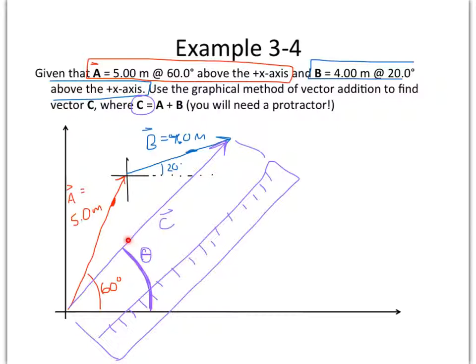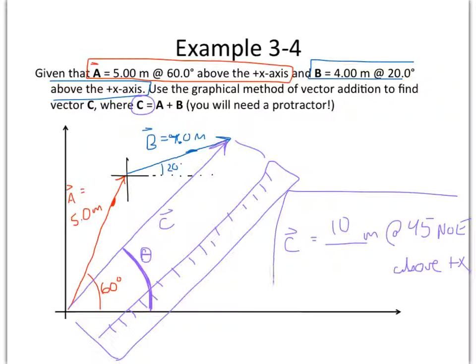So we would state vector C, this would be our final answer, as x number of meters. What does that look like? I say this is 5, and this is 4, I don't know, you want to say 9 maybe, something like that, or maybe 10. All right, 10 meters at some angle. What angle does this look like? I don't know, maybe 45 degrees, okay? 45 degrees, you could say north of east, or we could say above the positive x-axis. Either one of those is legitimate, okay? And that would be our answer for vector C right here.